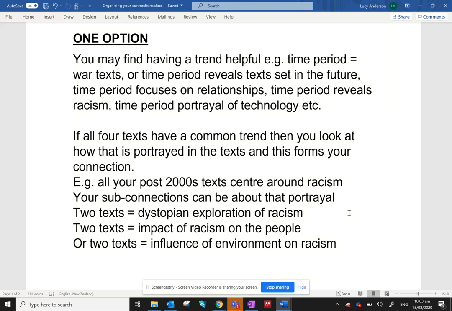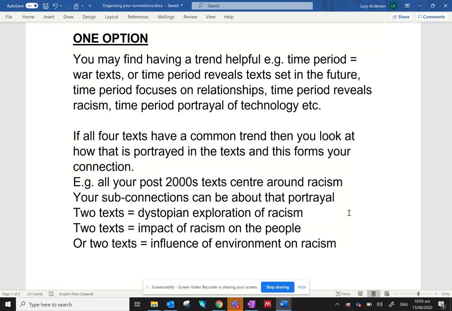Or you might find that yes, they all show racism, but this one or these two texts have a really big focus on the people who are racist and how they act, or that sort of thing. So, what you want to do is find the commonalities and differences between how that trend of racism, all four texts are post 2000s, all four texts show racism, but within that, I can see these sort of layers.